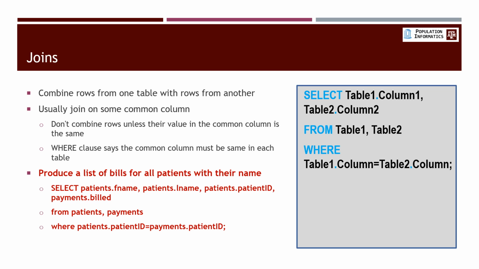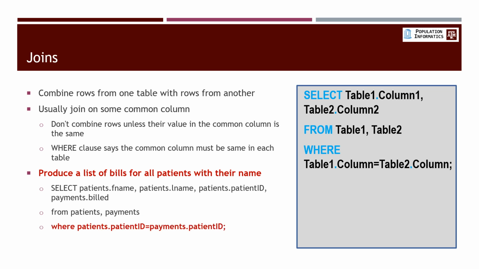Here is an example. Generate a list of bills for all patients with their name. First, you should think through all the tables we need for this query. Since the patient names are in the patient table, we will need that. But the billing information is in the payments table, so we will also need that. Now, put the names of these tables in the from statement separated by commas.